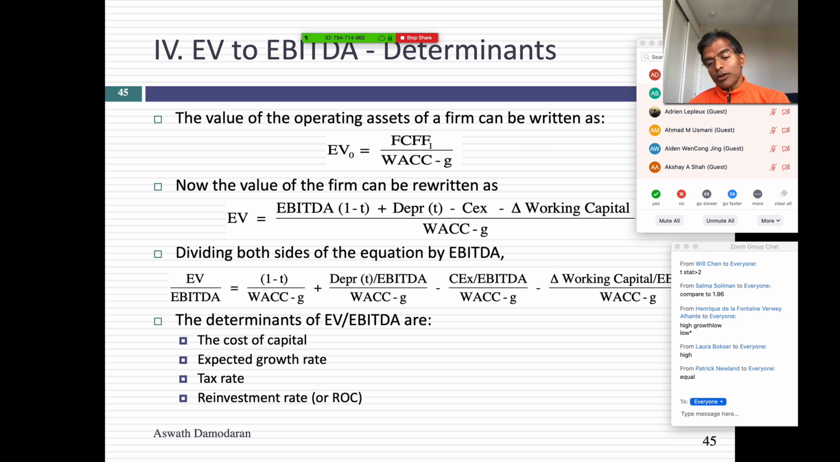If your tax rate is 100%, what multiple of EBITDA should you pay? I would say 0. The government's going to take away all your money. Why are you paying? And if the tax rate is 0%, you'll be willing to pay more. So the tax rate matters. The cost of capital and the growth rate matter.